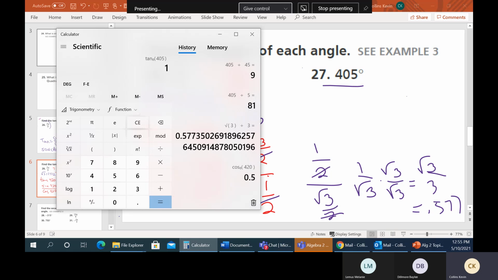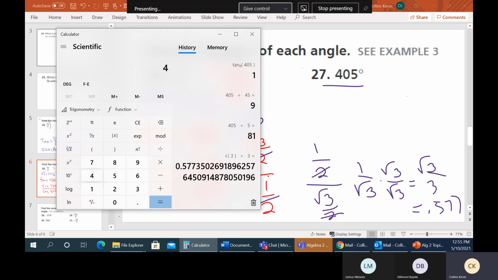So this is saying the sine of 405 would be the square root of 2 over 2. The cosine of 405 would be the square root of 2 over 2. So let's check it out. If we say 405, and then we take the sine, we get 0.707, which we know is the square root of 2 over 2. And then divide by 45, and then take the cosine, we get the same thing, and when we hit equals, we get 1.